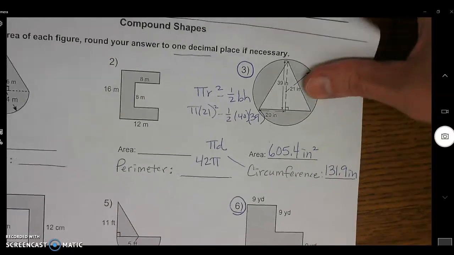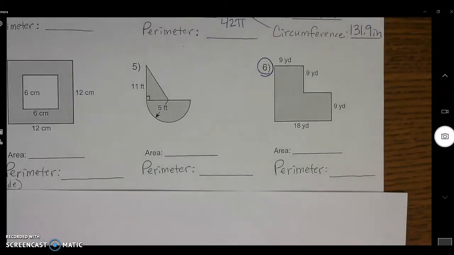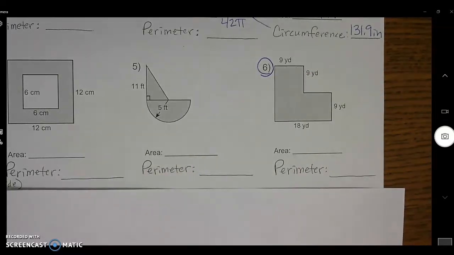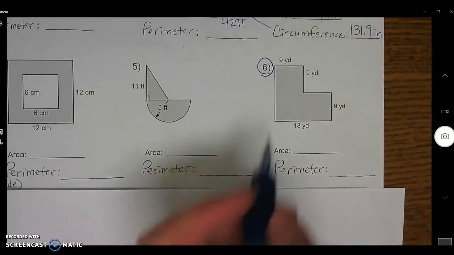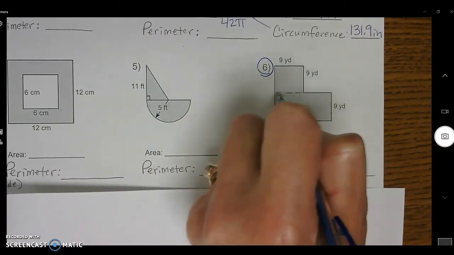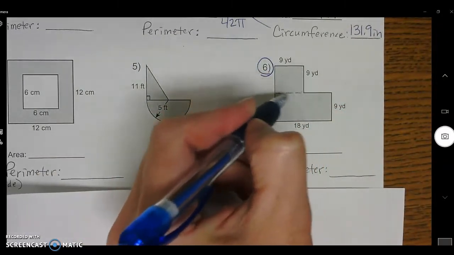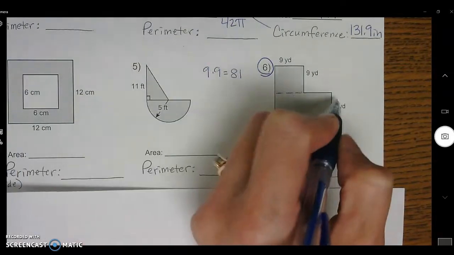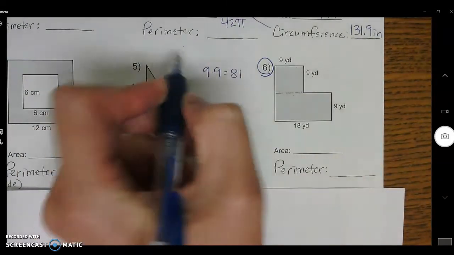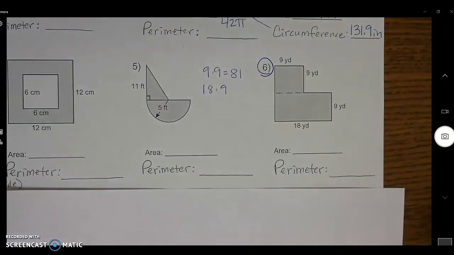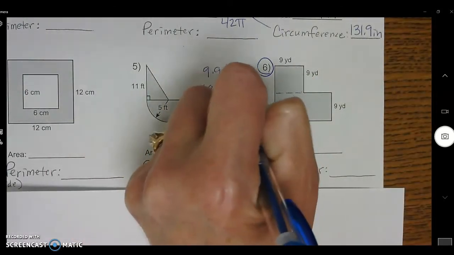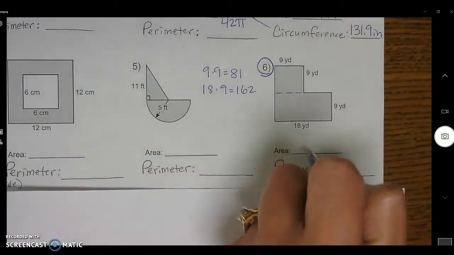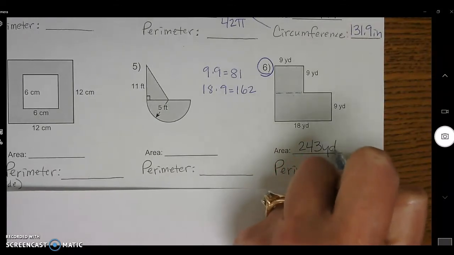Okay, the next one I want to do on here is number 6. So here's the picture of number 6. We're going to do perimeter and area of this thing. So let's start with area first. And I'm going to break this up into pieces here. So the area of this shape right here is 9 times 9, so that will be 81. And then the area of the rectangle down here will be 18 times 9. And that's 162. Add those two together, and I get 243 yards squared.